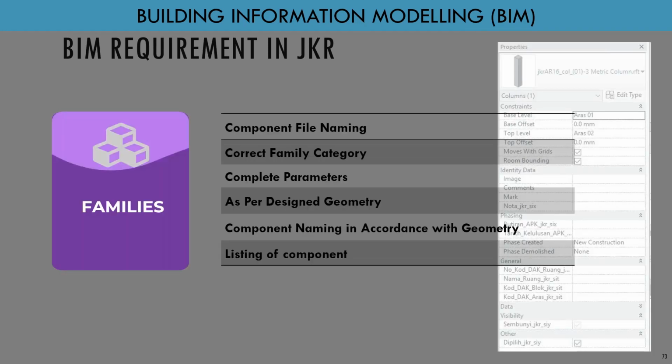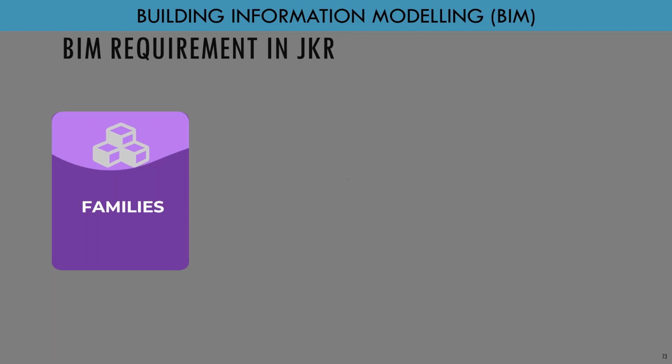Families. These families, we need to make sure the component file naming is as per the design. It must use the correct family category. The information of the parameter must be complete and as per design geometry. Let's say the name of the structure component is column 200 by 200, so the size must be the same as per name. Okay, and listing of the components.